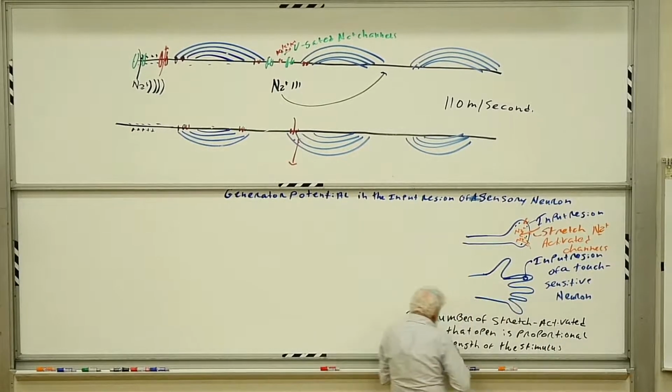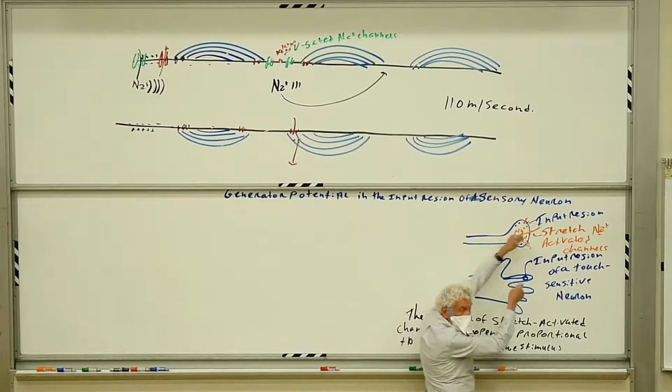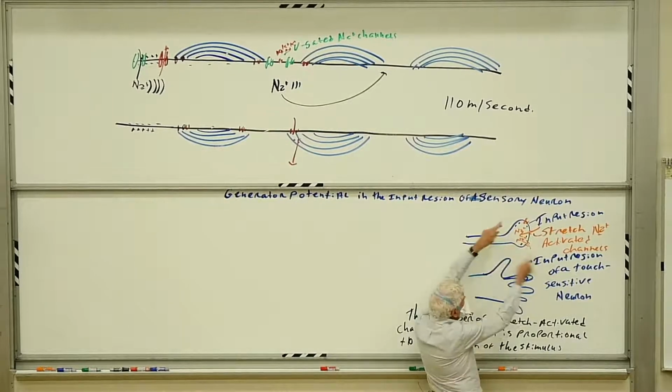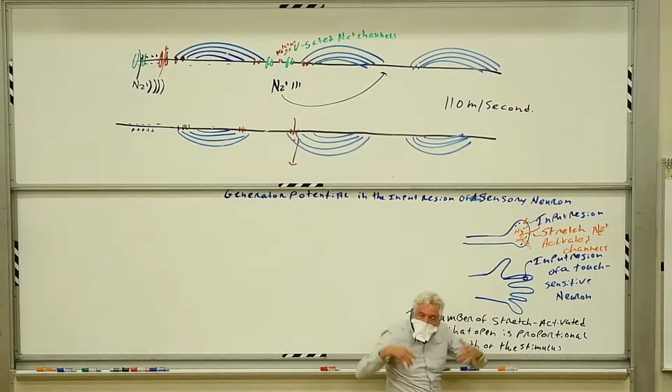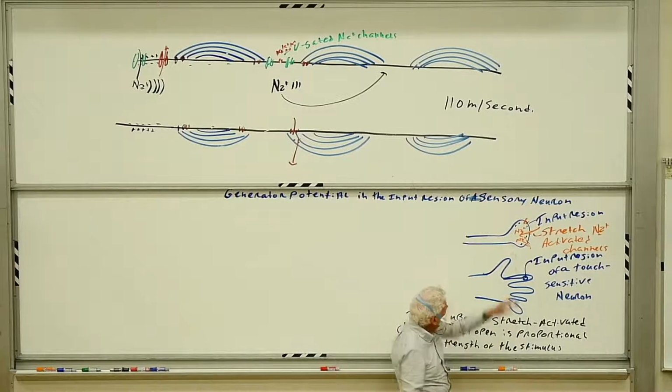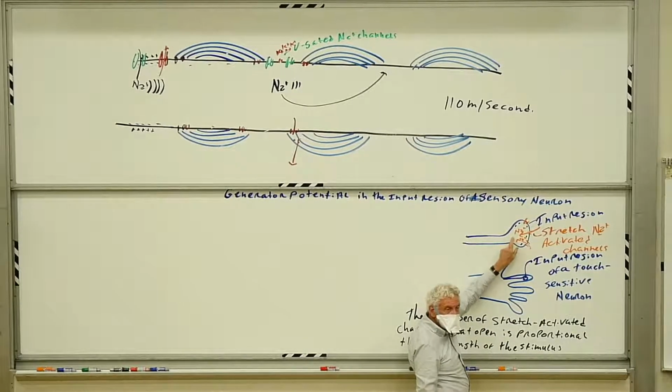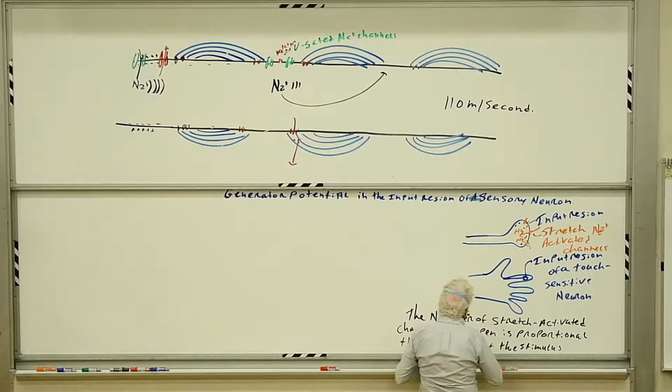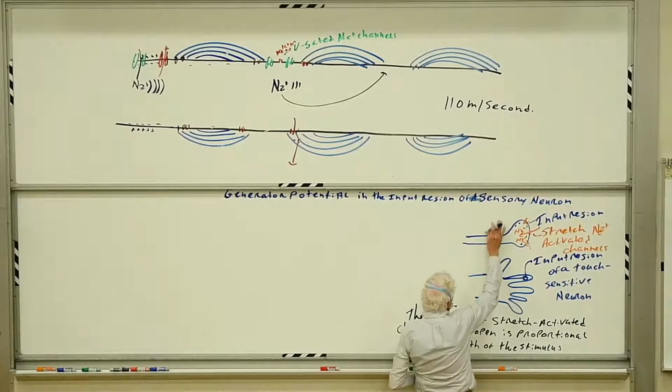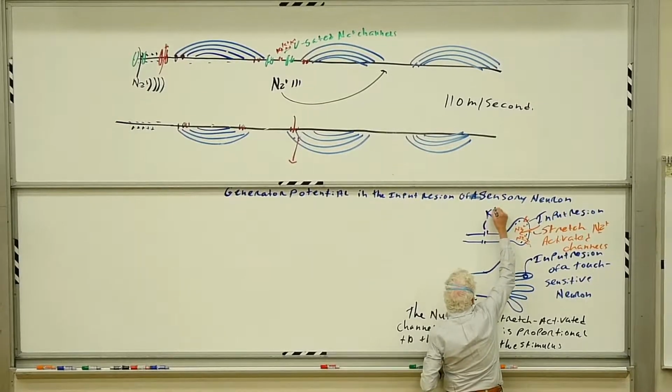Another way of saying this is the more we pull on this membrane, the more channels we open, the more sodium comes in, the greater the number of charges, the greater the amplitude of the potential at this site. But all along the membrane, whether this is unmyelinated or myelinated, will be potassium leak channels.